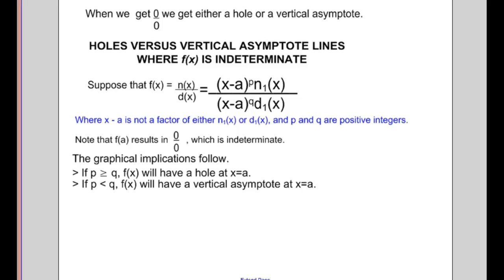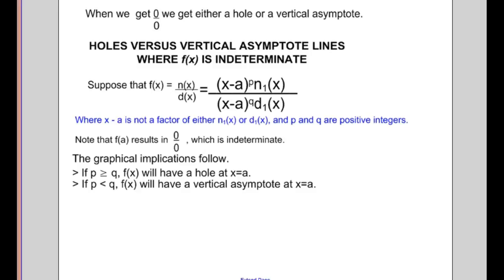This is talking about holes versus vertical asymptotes. Sometimes we get into a situation where we can cross something off and we think, okay, that's an indeterminate, that's going to make a hole in our picture, where it actually makes a vertical asymptote. The question is why and when does that apply?